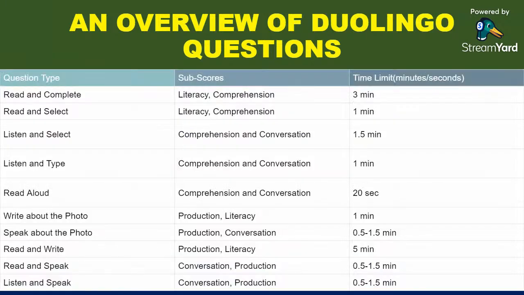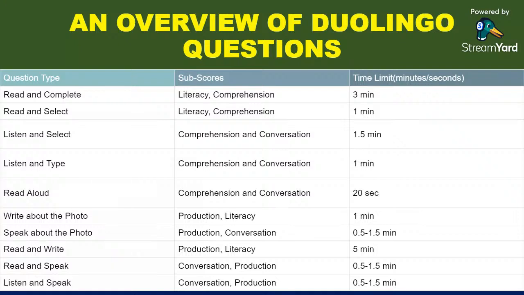Let's now look at different Duolingo question types. We shall be looking at the question type, the subscores, and the time limit. The first one is the read and complete question type, and it is meant to test your literacy and comprehension skills, which means you are awarded marks under literacy and comprehension. And the time allowed is 3 minutes.